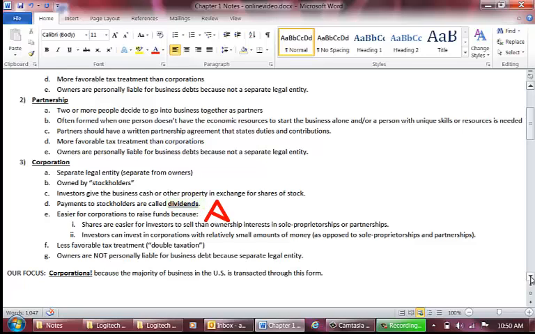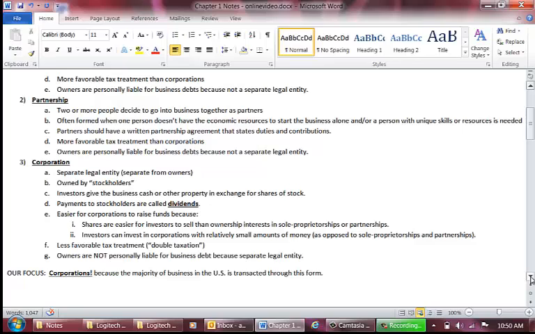An advantage of a corporation is that it is easier for it to raise funds than a sole proprietorship or a partnership because of 2 reasons. First of all, shares are easier for investors to sell than ownership interest in a sole proprietorship or partnership. And second, investors can invest in corporations with relatively small amounts of money, as opposed to sole proprietorships or partnerships.